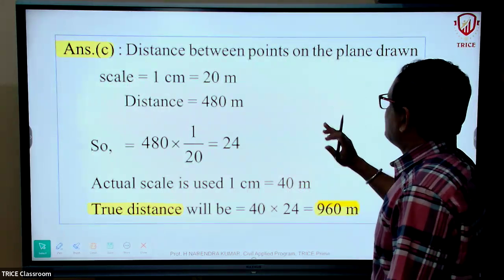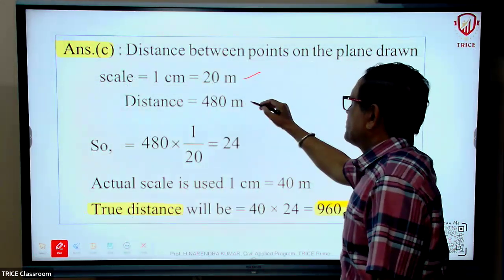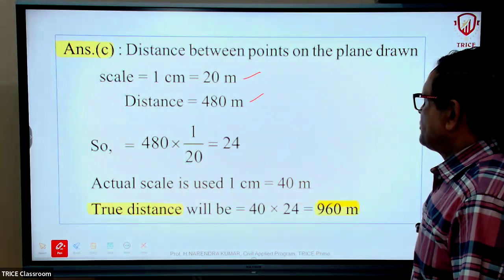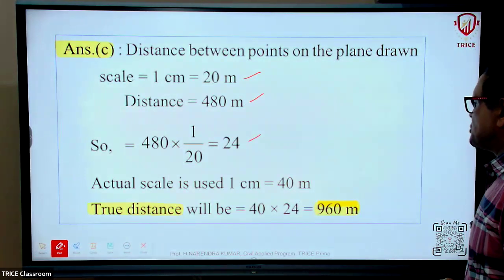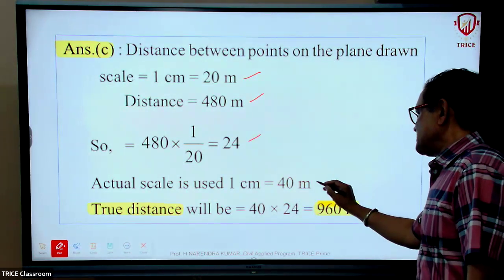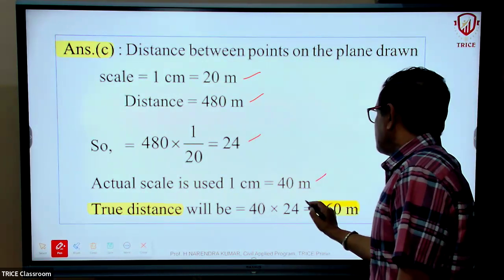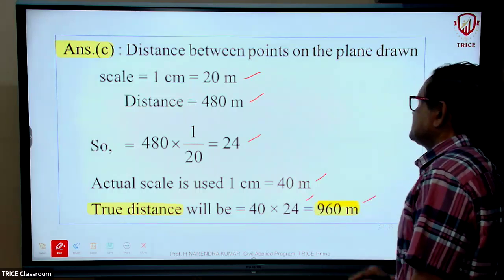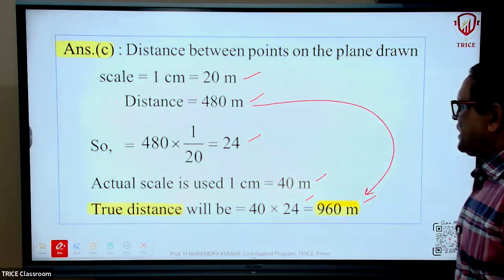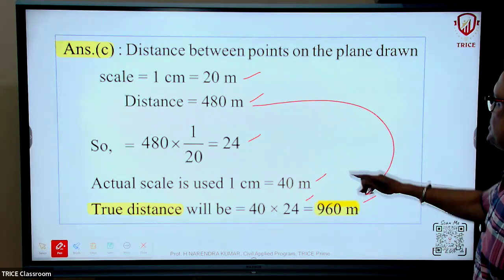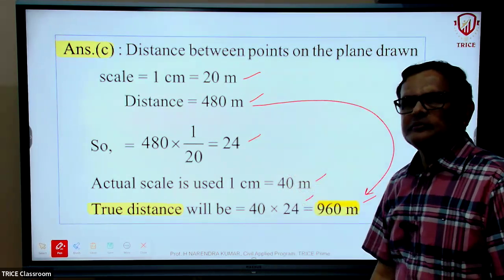Okay, distance between the points on the plan drawn to a scale of 1 centimeter is equal to 20 meter. Distance was 480. Data is simply copied. So 480 divided by 20 is 24. Okay, actual scale is used 1 centimeter is equal to 40 meter. They used actually 1 centimeter is equal to 40 meter. So true distance will be 40 multiplied by 24. It is 960. Got it? Got doubled because of using a wrong scale. So instead of wasting this time, directly you can also solve the problem. Possible.